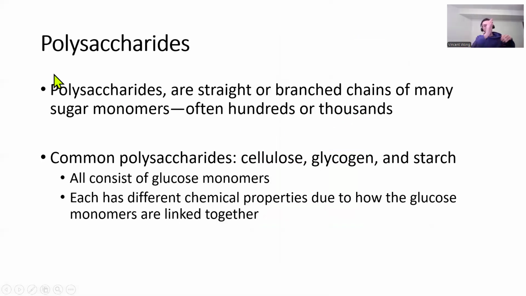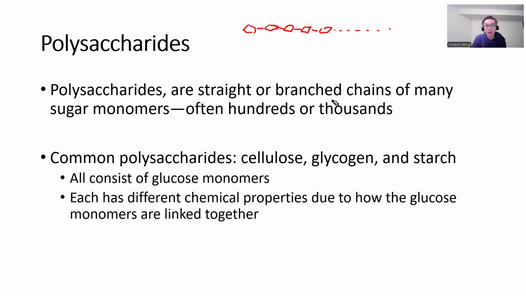So monosaccharide, single sugar; disaccharides, double sugar; but don't stop there. We're trying to build a long chain, right? So we keep on connecting more and more. Eventually, you're going to get a long polymer, and we call that polysaccharides. Polysaccharides can be straight, like glucose connected to a glucose connected to a glucose, and so on and so forth.